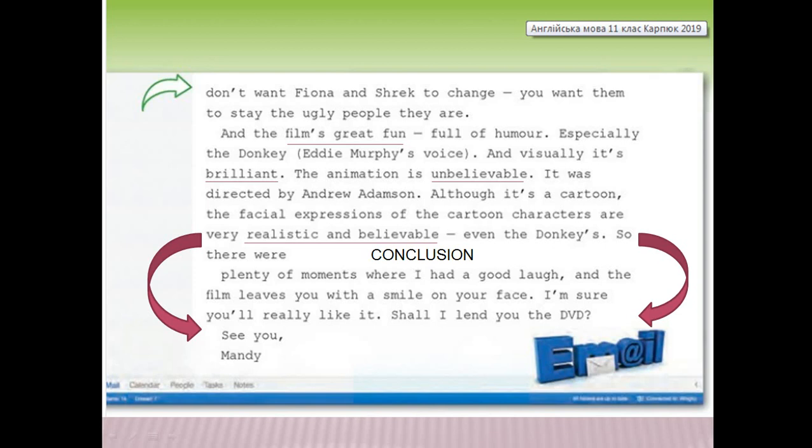About conclusion. It's also a very important part in your review, because conclusion is the chance to impress and give readers an understanding of why your review matters. In other words, your essay conclusion should answer the question, so what? So what? For example, there were plenty of moments where I had a good laugh and the film leaves you with a smile on your face. I'm sure you will really like it.